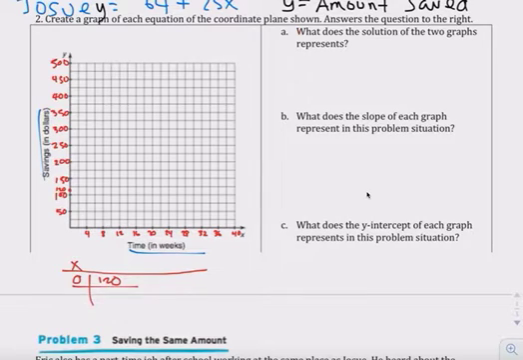The solution is about 14 and probably 380, which means that at that time, in about 14 weeks, both Marcus and Josue will save about the same amount of money.